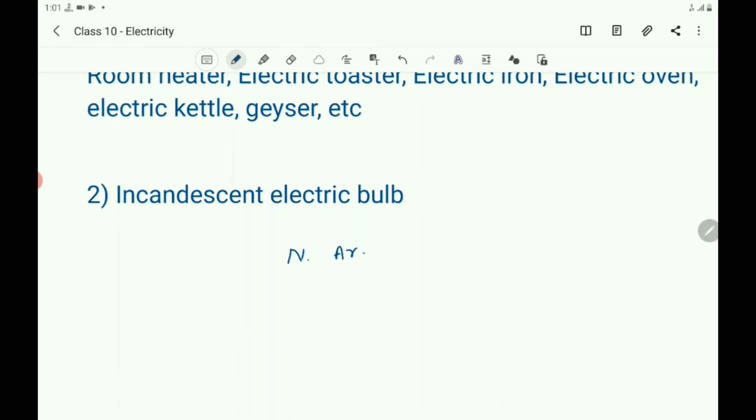Therefore, tungsten with a melting point of 3380 degrees is used for the bulb filament. Tungsten has high resistance and high melting point. Therefore, in an incandescent bulb, tungsten is used as the heating filament. When a current is passed through the filament, it gets heated to a high temperature and emits light.